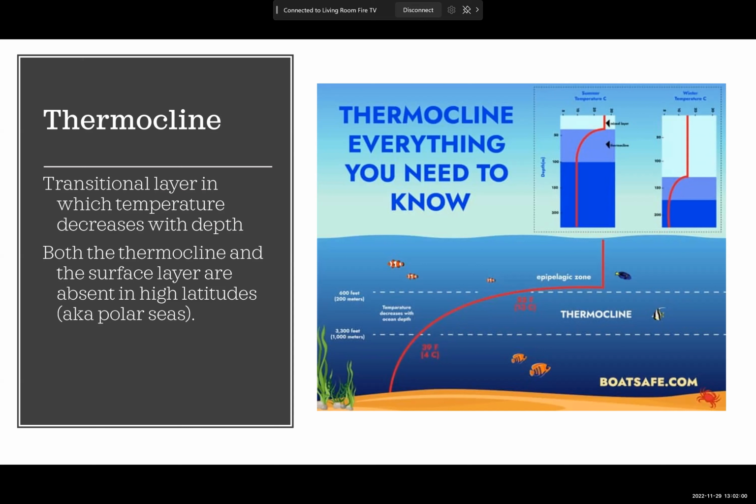So what's important to remember about that is that just as Piper summarized for us, as you go down, it's going to get colder. It's also going to get saltier, right? Okay. So both the thermocline and the surface layer are absent in high altitudes like the polar seas. So the polar seas, it's saying their altitudes are a little higher. Basically, it means they're more shallow.